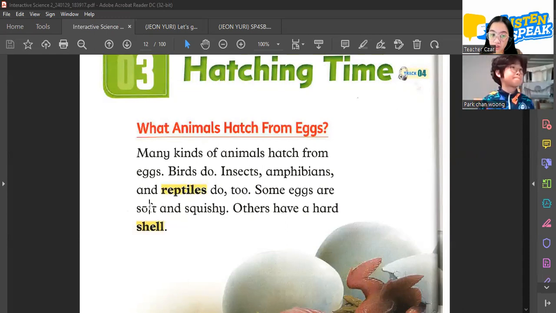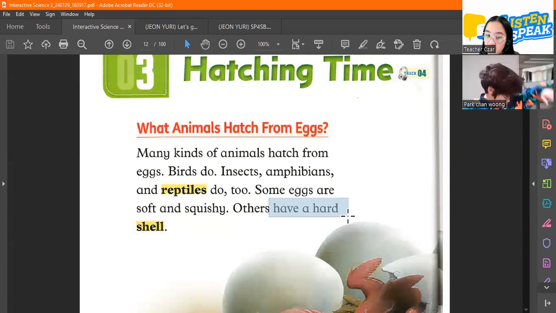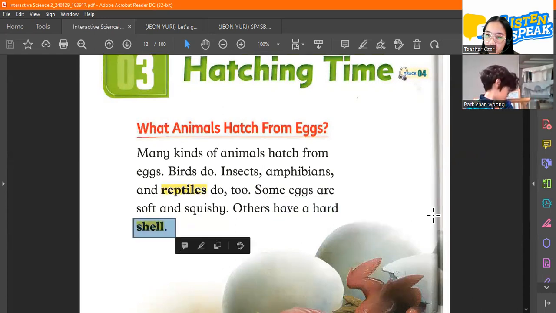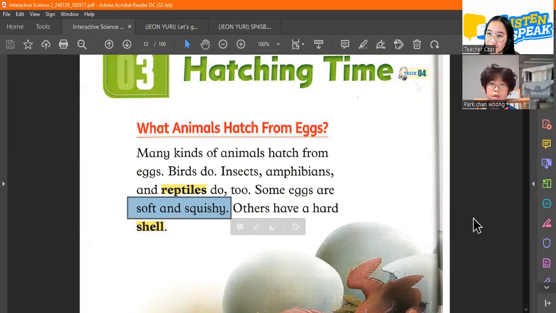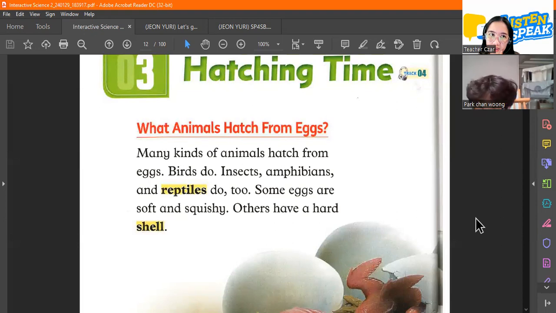So some eggs are soft and squishy, and others have a hard shell. So what animals lay a hard shell type of egg? Ostrich. An ostrich, very good. How about the animals that lay a soft and squishy egg? Frog. Okay, a frog, very good. And also snakes lay eggs that are soft and squishy.